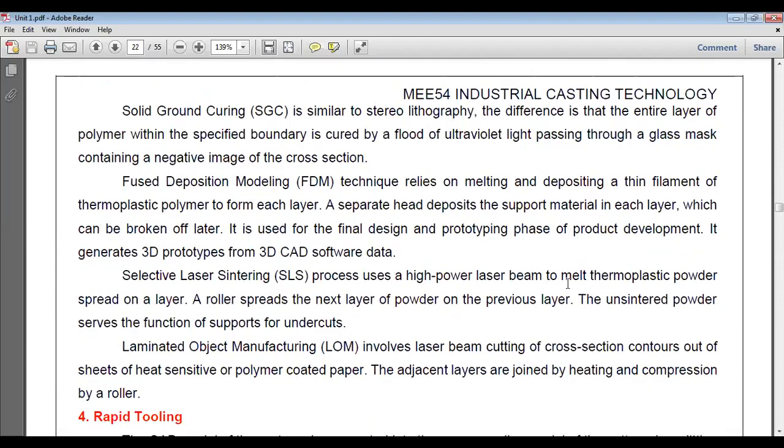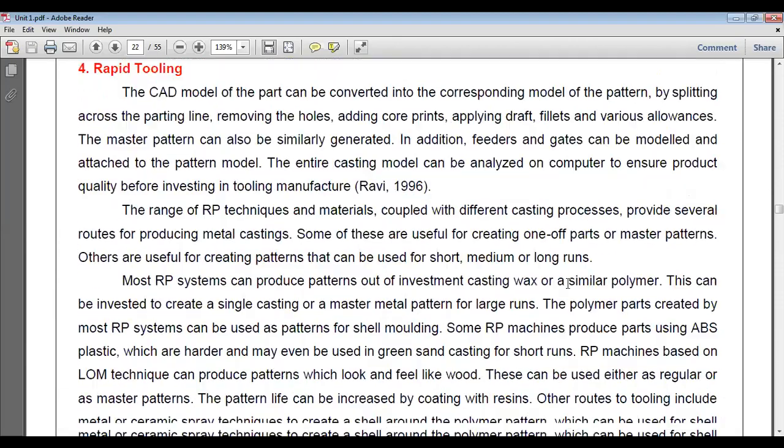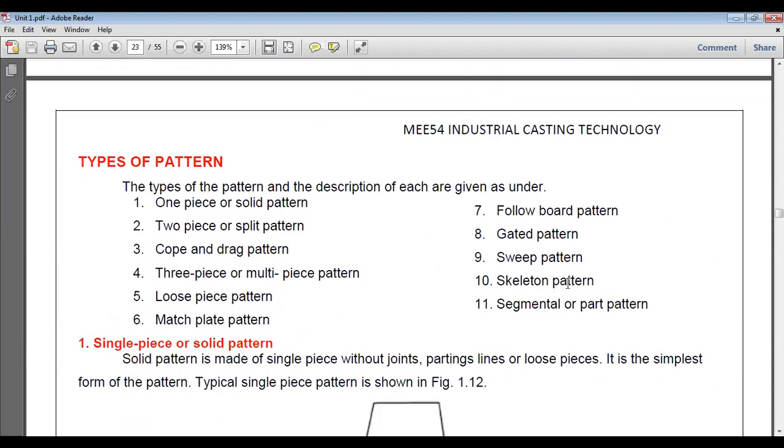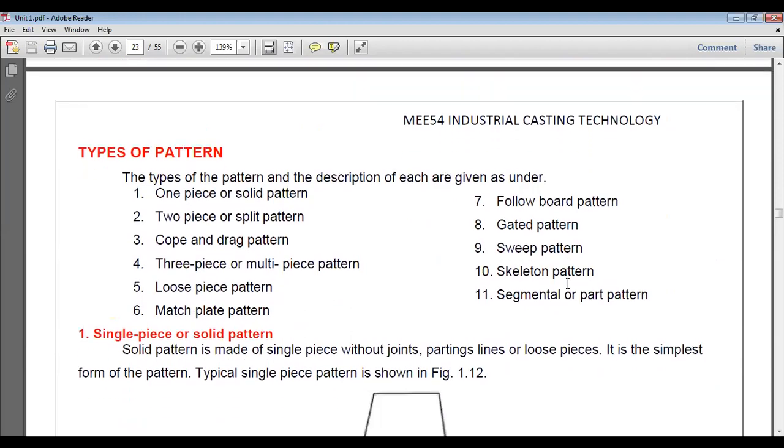We will be coming from here. This is types of pattern. Yesterday, in the last lecture, we discussed the material of pattern. Today we'll be discussing types of pattern. What are the types of patterns?